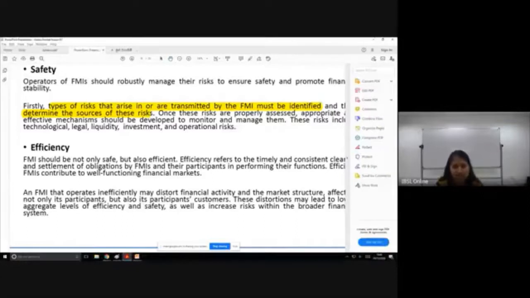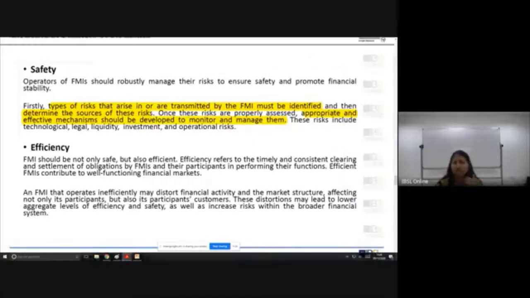So appropriate and effective mechanisms to monitor them and also to manage them. Now, this can be technological risk, legal, liquidity, or even operational. You need to study the system. You have to see from what sides that risk can come in, from what source is it coming, and then what steps for you to curtail it. And you have to continuously monitor it. Just because you took the action, you can't stop it from there. You have to monitor. That's how you ensure the safety of a financial market infrastructure.